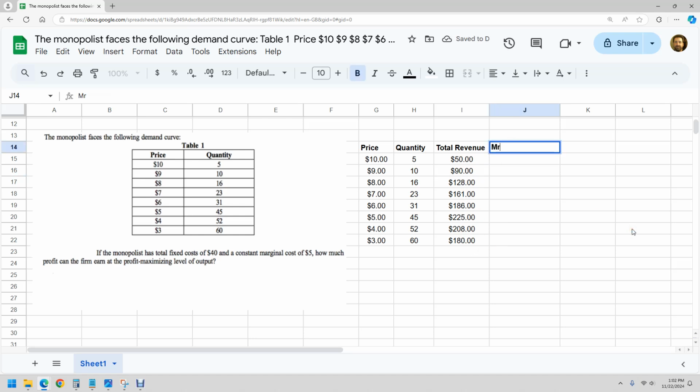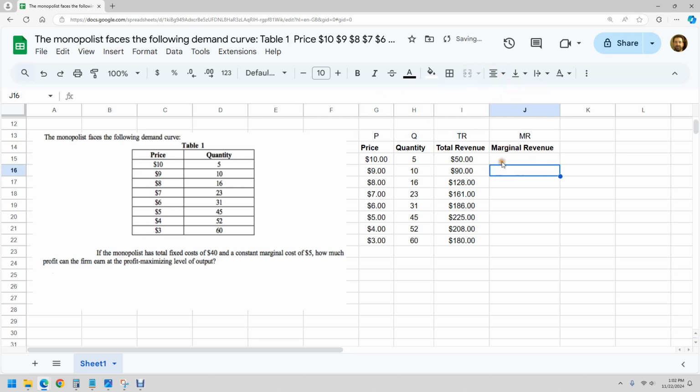Now we want to know what marginal revenue is, and you will see this in a lot of problems just as MR. And sometimes you'll see this as TR, sometimes as Q, and sometimes as just P. And again, I like it when they're centered.